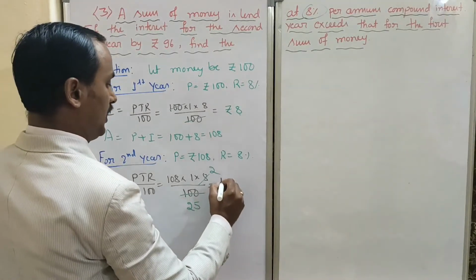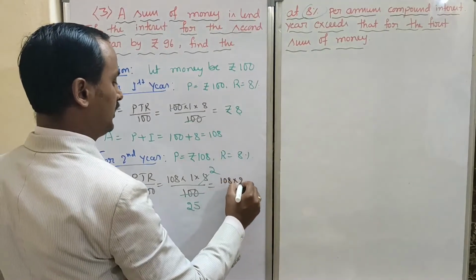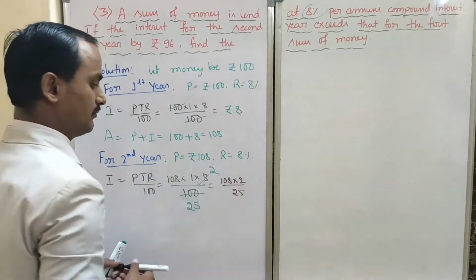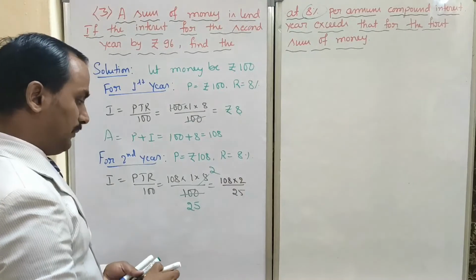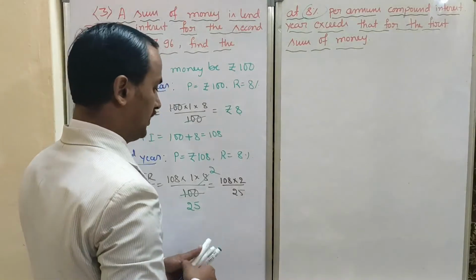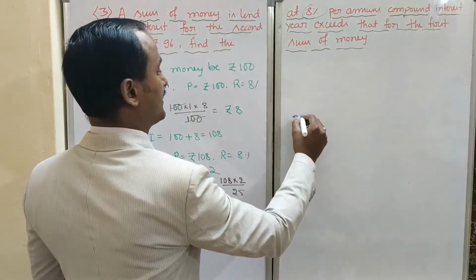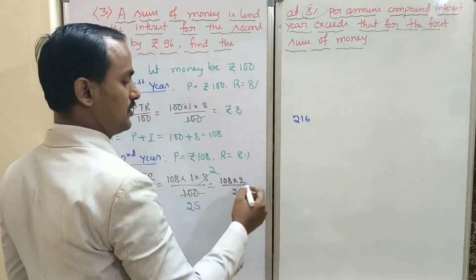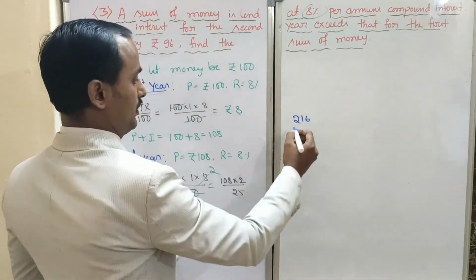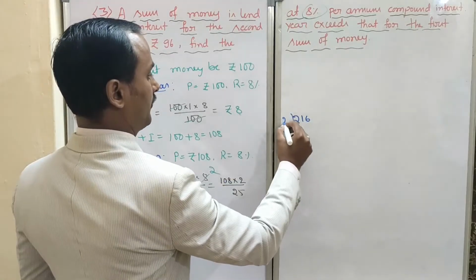See the next step, 108 into 2 divided by 25. What can I do? See, 108 into 2, how much will that multiplication come? You know that, dear children? 108 into 2 means 216 will come. How? 2 8s are 16, 6 and 1 carry, 2 into 0 is 0, 0 plus 1 is 1, 2 1s are 2. This 216 is to be divided by 25.